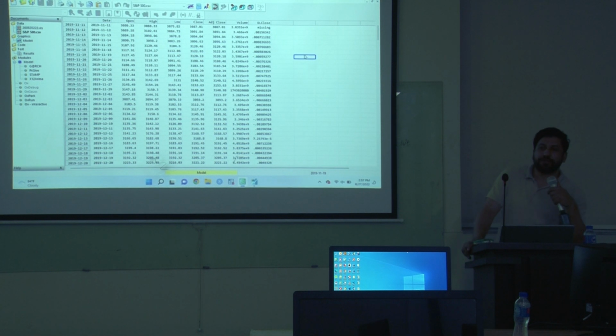I have data on the SP 500. SP 500 is a major index of the US stock market. So there are three major indexes of the US stock market. The major one is SP 500, which covers 80% of the total market capitalization of the New York stock market. The other one is Dow Jones, and the third one is NASDAQ.